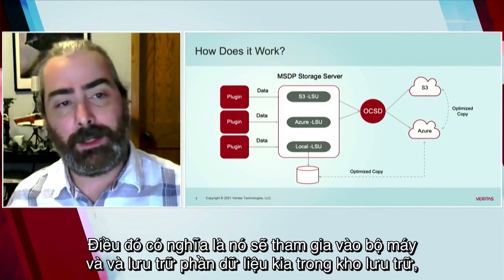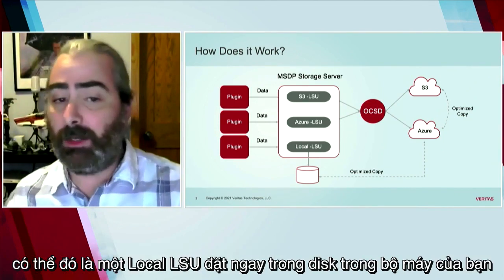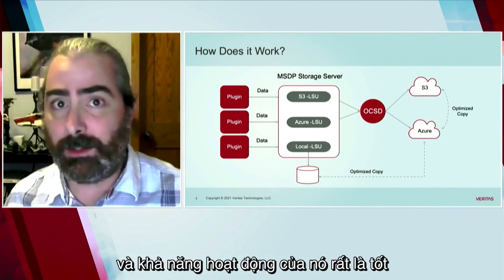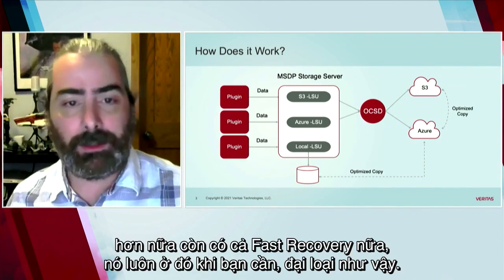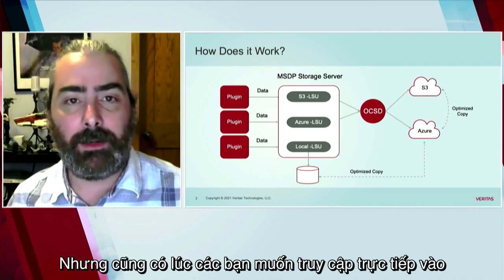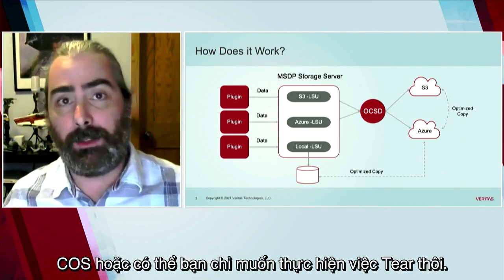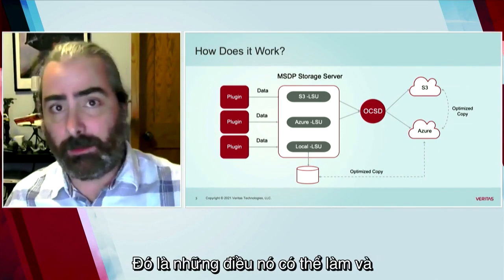And what that does is it will go in and store this into the storage location. And this could be a local LSU. This is just on disk on the machine. It's nice and great to have there. It's fast recovery. It's right there when you need it, that sort of thing. But you also might find, maybe I want to go directly to cloud object storage, or maybe I just want to tier to that. Those are the things we can do.